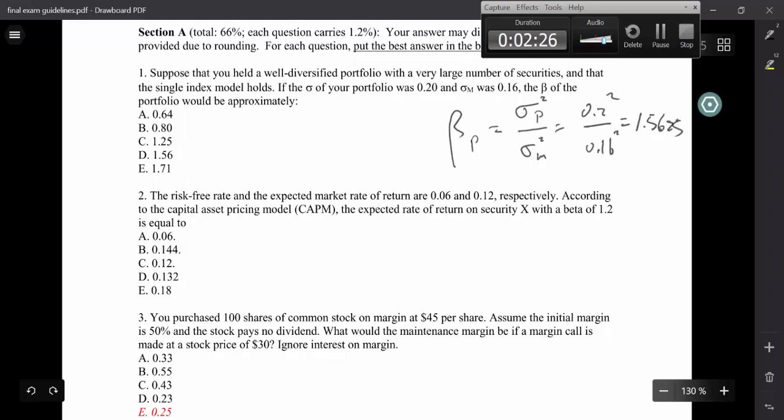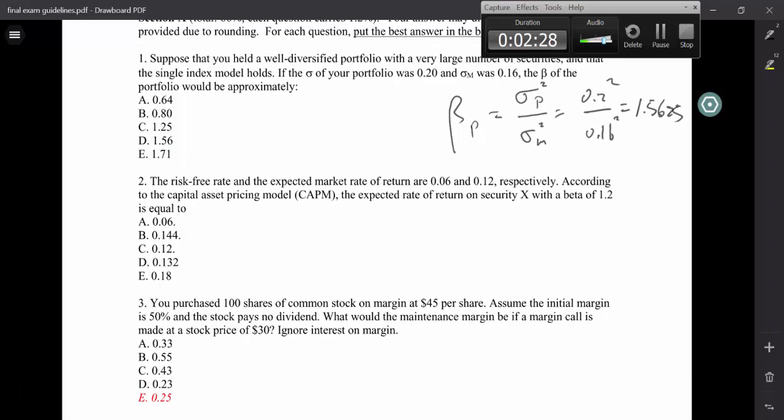Question 2 is just a simple application of the CAPM. It is so simple. RF is 6 and beta is 1.2 multiplied by the market excess return, which is 12 minus 6, is 6. So 7.2 plus 6 is 13.2.